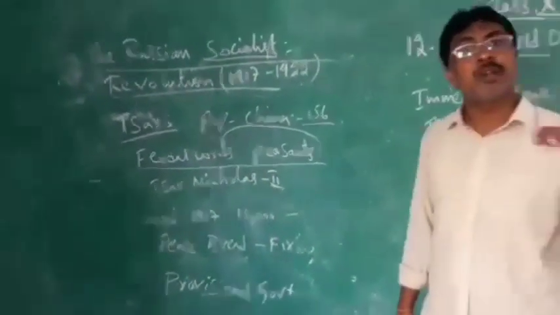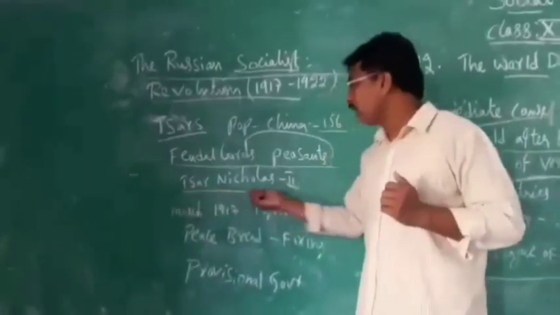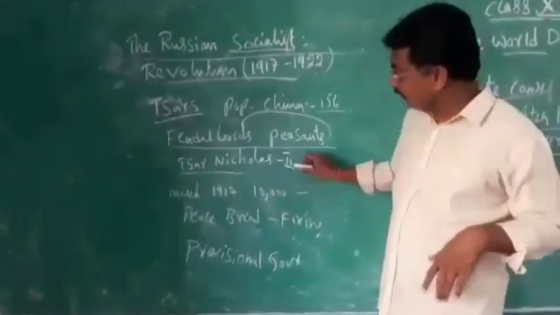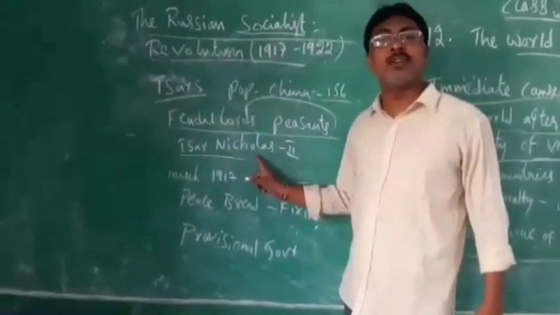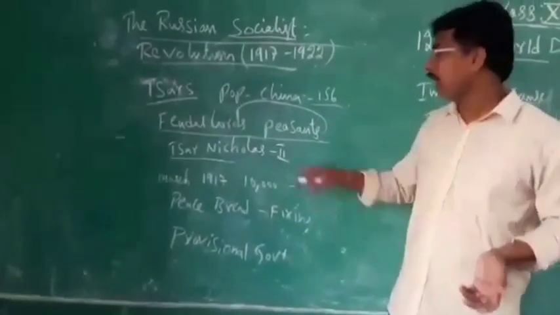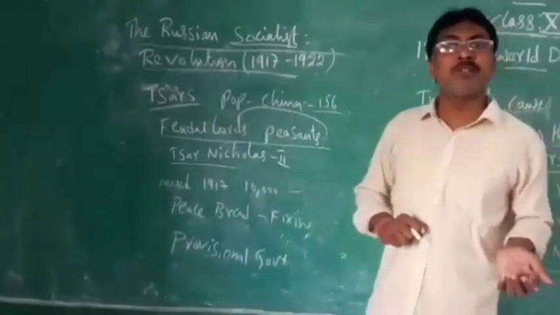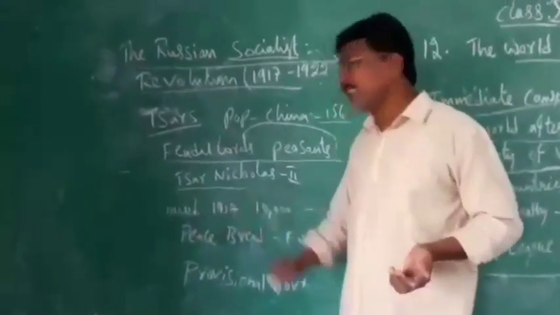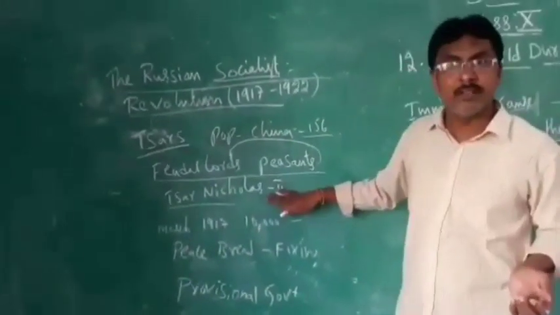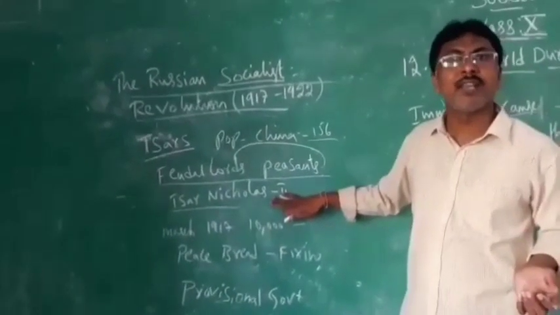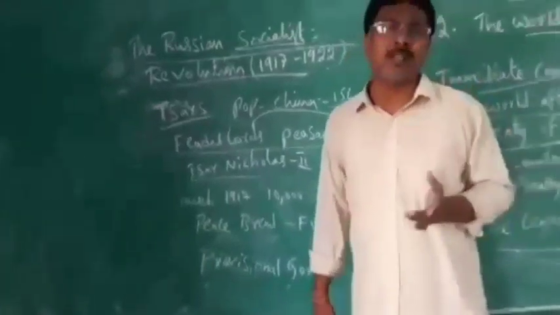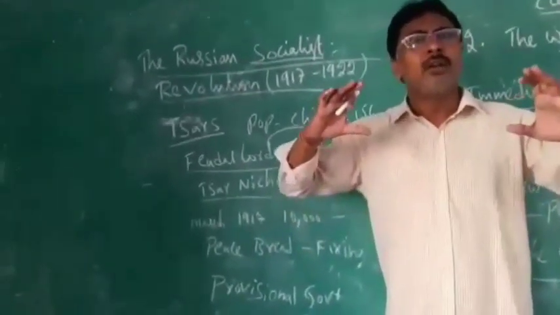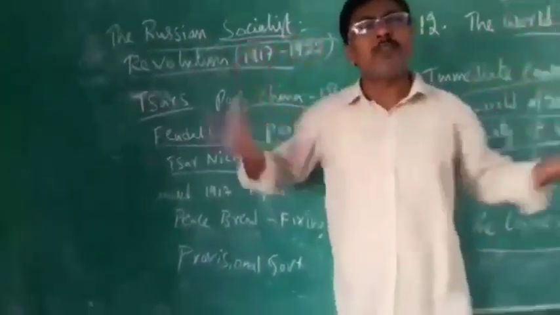So here you see what happened. The Caesar Nicholas II is ruling Russia. In March 1917, Nicholas II was ruling the Russian country, and at that time Russia was waging a lot of wars. The kings are keeping a lot of wars.